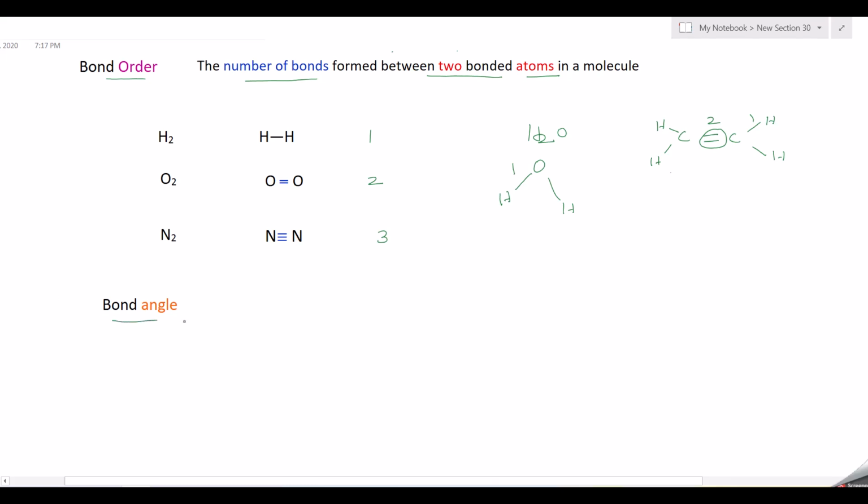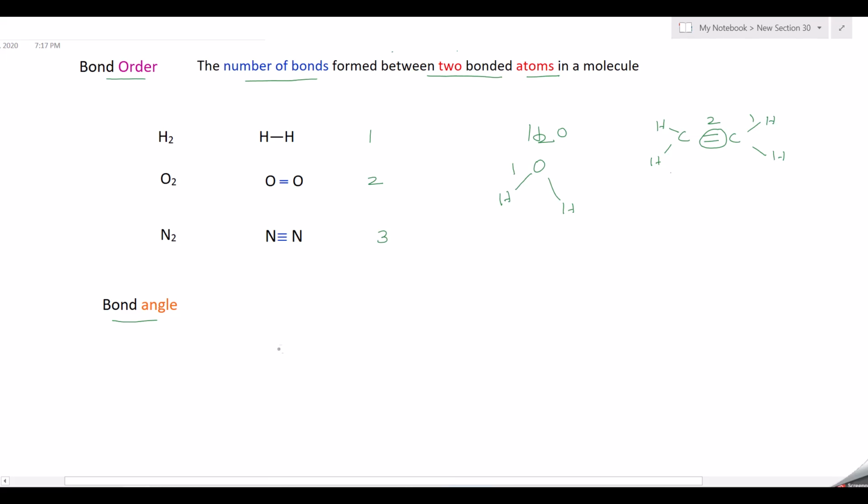So bond angle in covalent bond. The covalent compounds are mostly directional in properties. They are directional in nature. That means the covalent bond is directed towards a specific direction. So since they are directed towards a specific direction, you can take two covalent bonds. Between these two covalent bonds, what is the angle? That angle is nothing but the bond angle. And this bond angle we can determine only through spectroscopic methods.